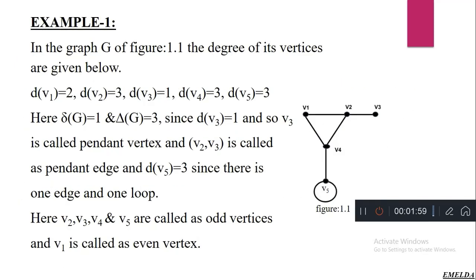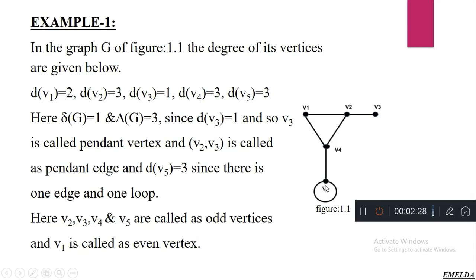I have given one example here based on the degree. This is the figure taken, figure 1.1. In this figure there are 5 vertices. I have defined the degree of each vertex of the graph. Degree of V1 is 2. There are 2 edges incident with the vertex, therefore degree of V1 is 2. And degree of V2 is 3. And degree of V3 is 1. Whereas degree of V4 is also 3. And degree of V5 is 3.